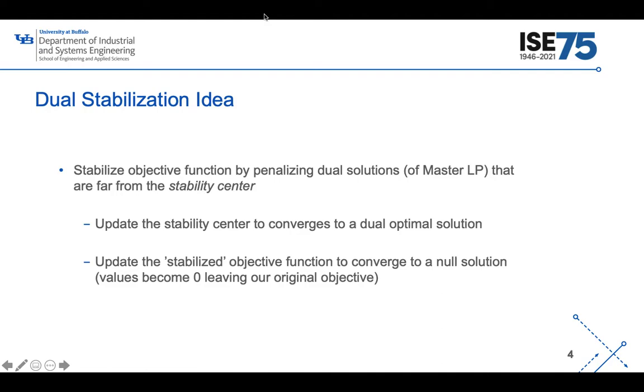So the idea is to stabilize the objective function by penalizing dual solutions that are far from the stability center. This will make a little more sense when we dive into the formulation, the numbers behind it. But the idea is to update the stability center to converge to a dual optimal solution. So by updating the stability center, it'll reach it a lot faster. We're penalizing it if it's far, and if the dual variable values are oscillating a lot from the current iteration. And we're also going to update the stabilized objective function to converge to a null solution. So this will make more sense in the next slide. So let's go.